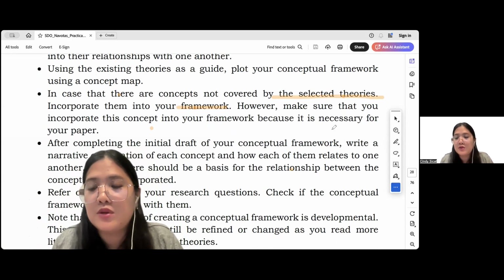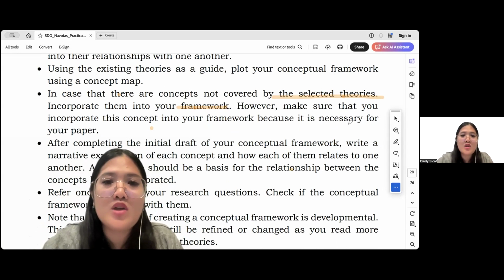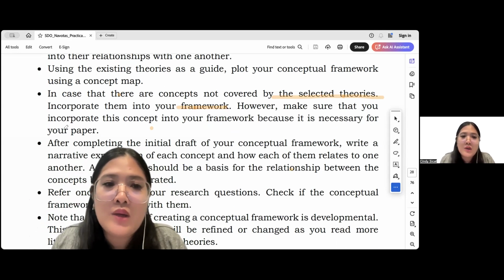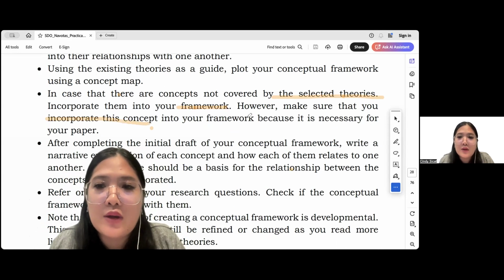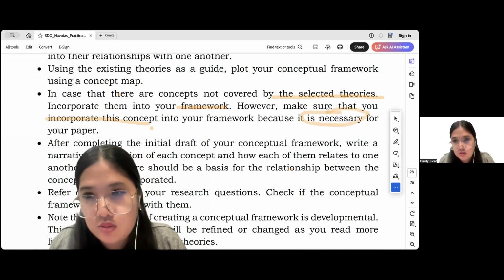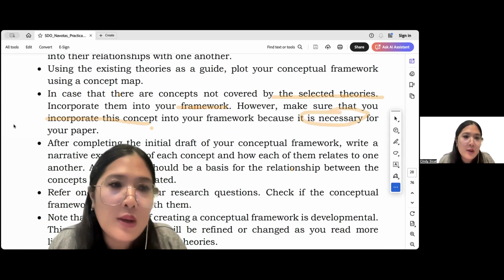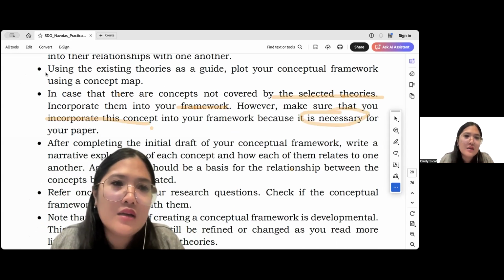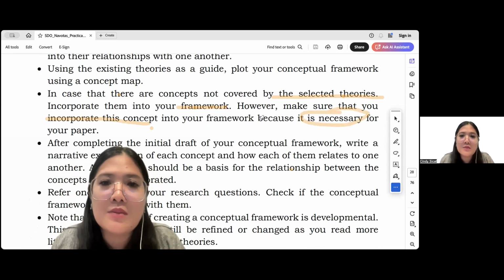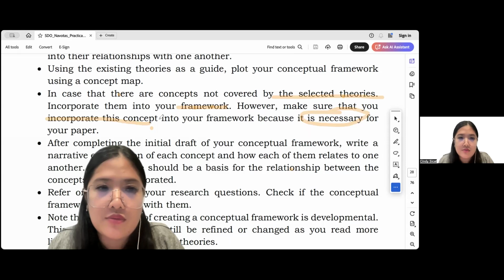However, of course, there would always be a warning. We have to make sure that we are incorporating this concept in our framework because there's a need for us to do so. It's not out of whim, it's not out of a random thought. It should be something intentional and purposive. It should be purposeful, I believe.